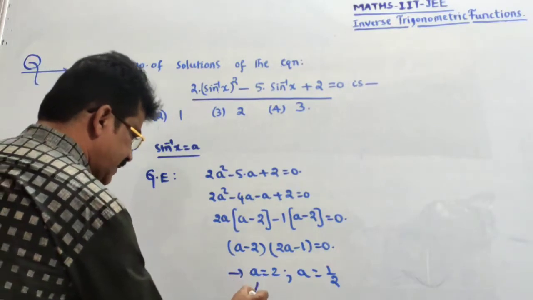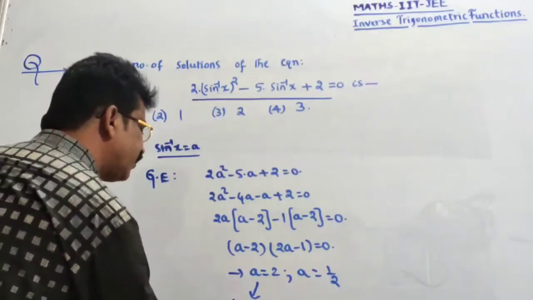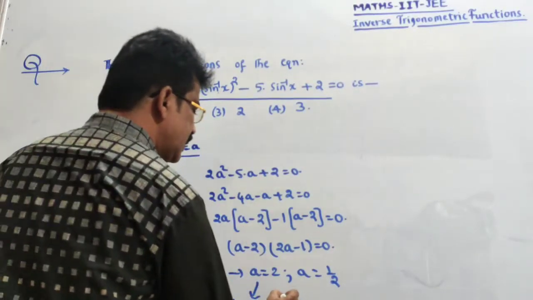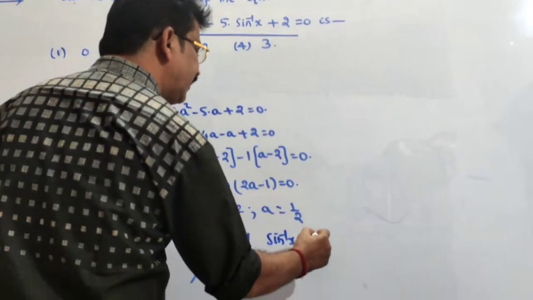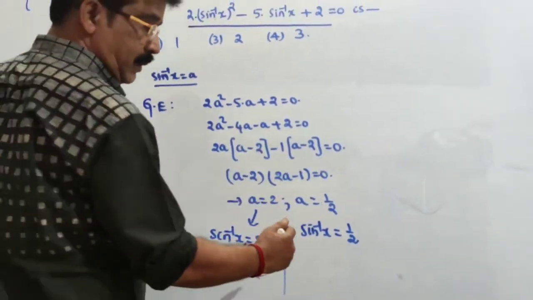So first case, a equal to 2 means sin inverse x equal to 2. But it is not possible. Therefore sin inverse x is equal to 1 by 2.